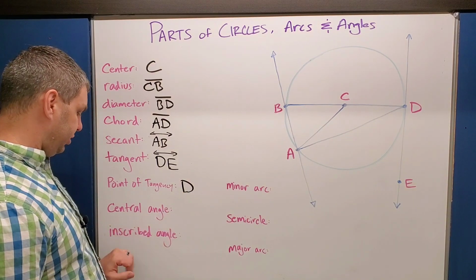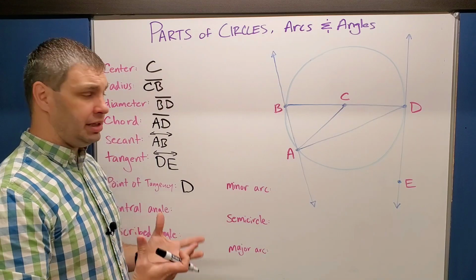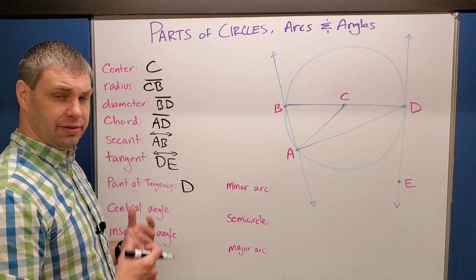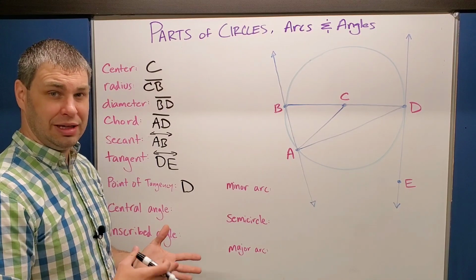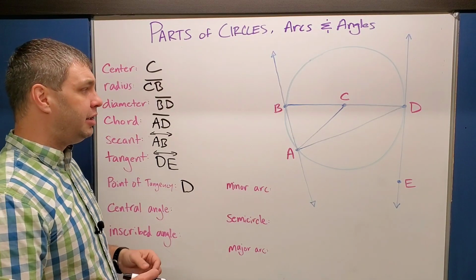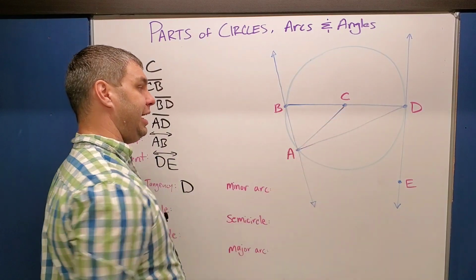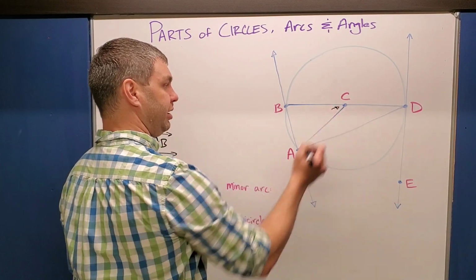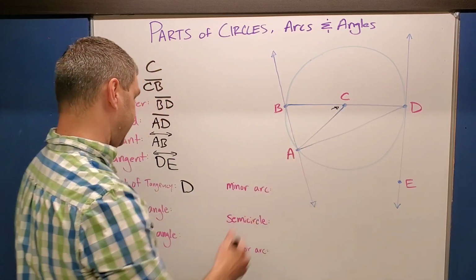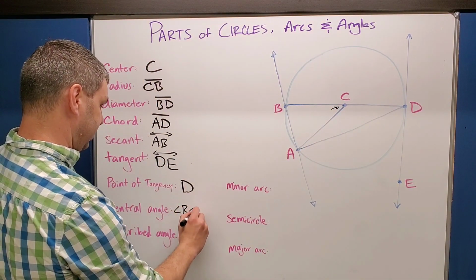A central angle and an inscribed angle. These are the 2 angles that are in the first half of this section on circles. And we do get into some more interesting types of angles and how they're used later on. But to start with here, a central angle is going to include the center as the vertex. So if I were to pick this angle right there, this would be angle BCA. And that is a central angle, angle BCA.